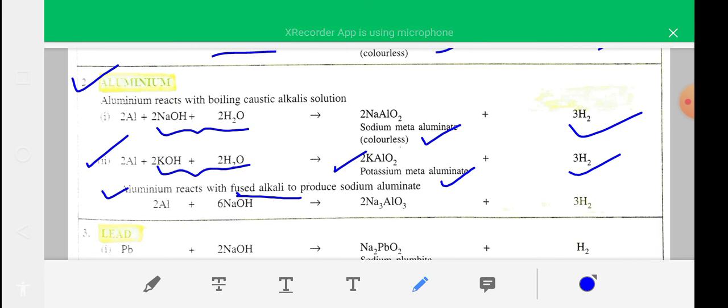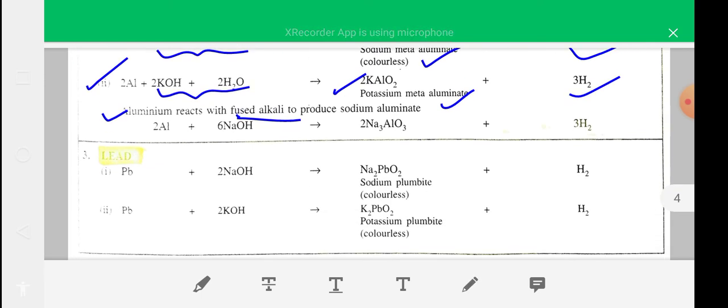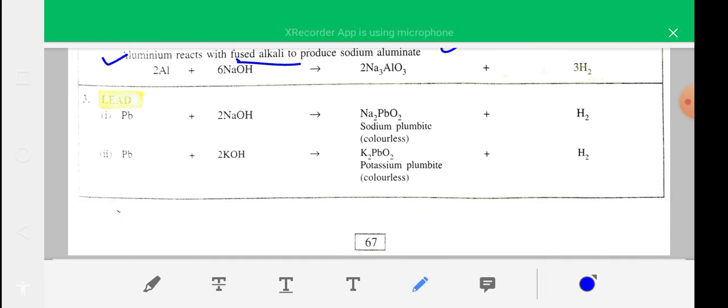So aluminium can react with sodium hydroxide in two different ways. When aluminium reacts with boiling caustic alkali solution, you will get sodium meta-aluminate and hydrogen. And when aluminium reacts with fused alkali, it will produce sodium aluminate Na3AlO3 and hydrogen. So the reaction is 2Al plus 6NaOH gives 2Na3AlO3 plus 3H2.